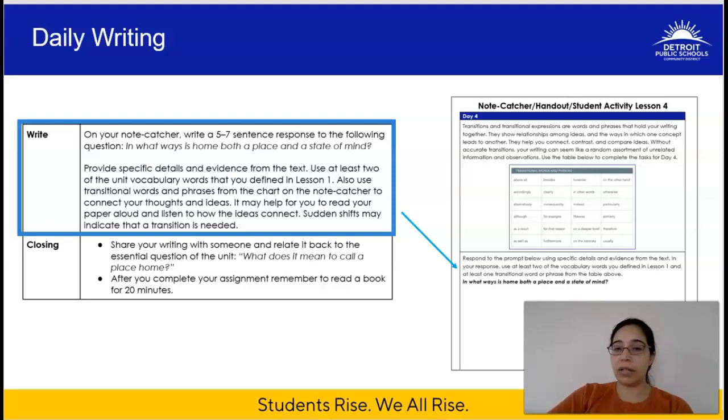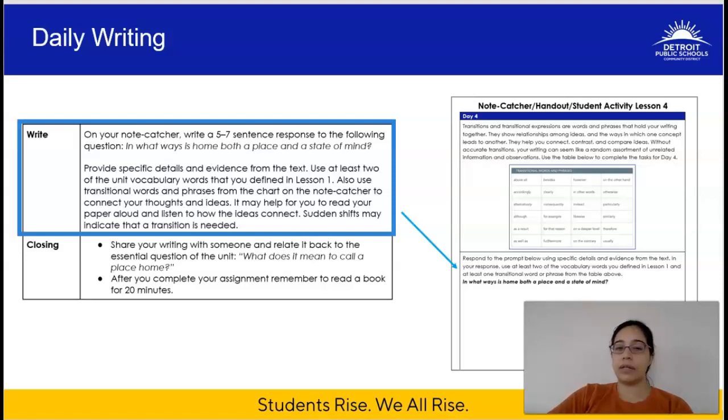Also, if you look back to lesson 1 from this packet and the vocabulary words that you defined there, I'd like you to try and use at least 2 of those vocabulary words in your writing here. And then also use at least one transitional word or phrase from the chart that we looked at today.